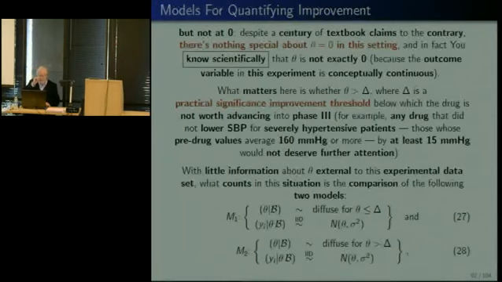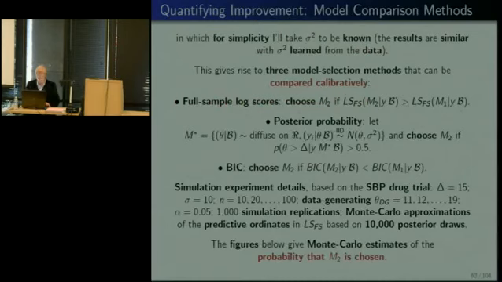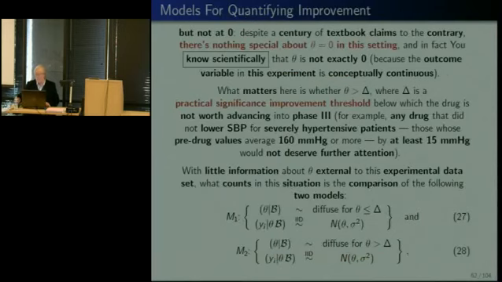I'm going to pretend that the standard deviation in these normal distributions is known, to make the story even simpler to talk about, but there's no loss of generality here. It just makes things that are normal turn into t distributions when you have to learn sigma squared. Nothing big about that. So suppose we have little information about theta external to this experimental data set, because it's a new drug with a whole new chemical signature that we don't have any information about before. Then what counts in this situation is the comparison of model 1 and model 2 at the bottom of page 62, equations 27 and 28.